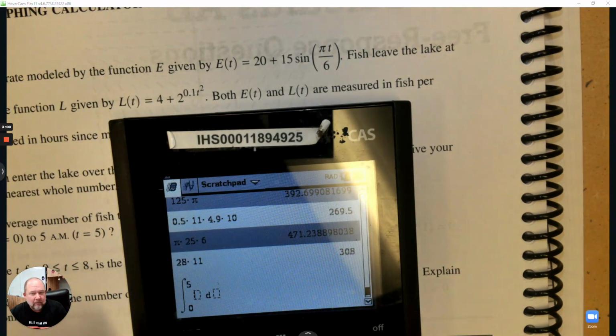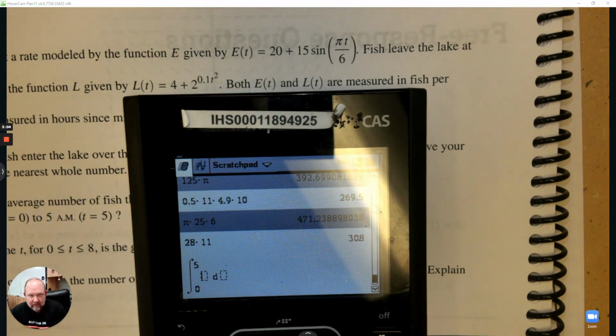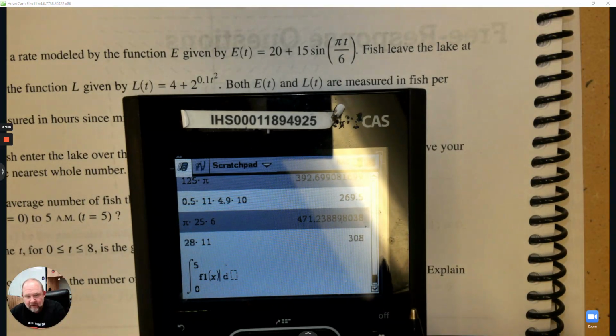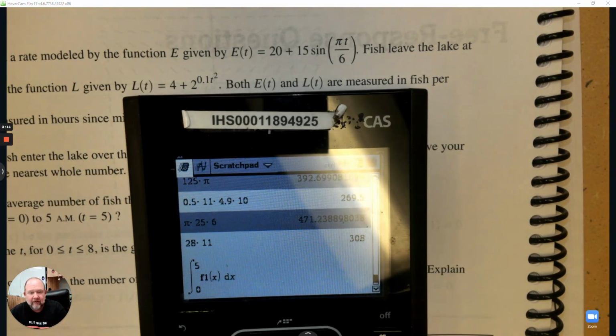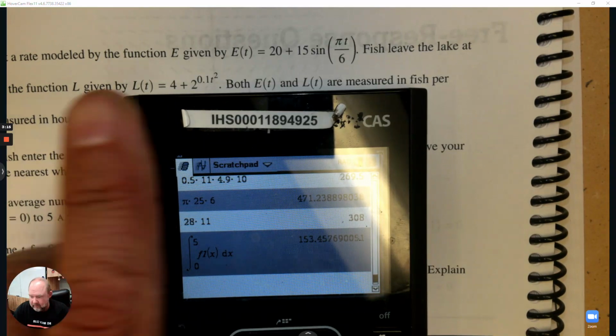And then we're now ready to do what we need to do. So instead of having to retype it all in, which was the equation for entering? That was just f1 of x. So that's all I have to type in, not the whole equation again, and then round to the nearest number. So that would be 153 fish.